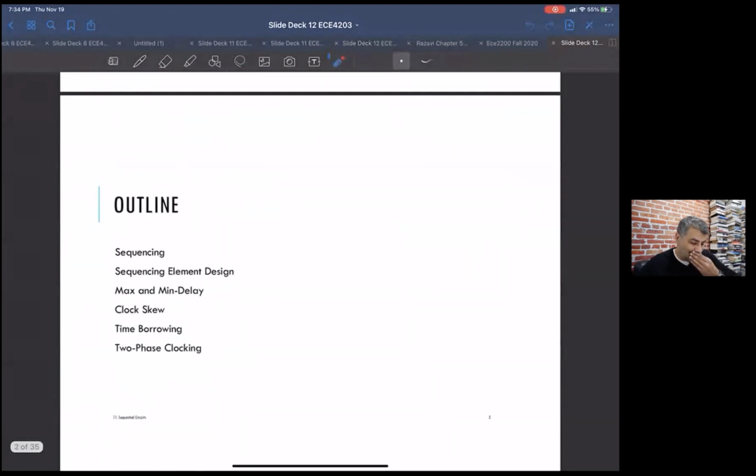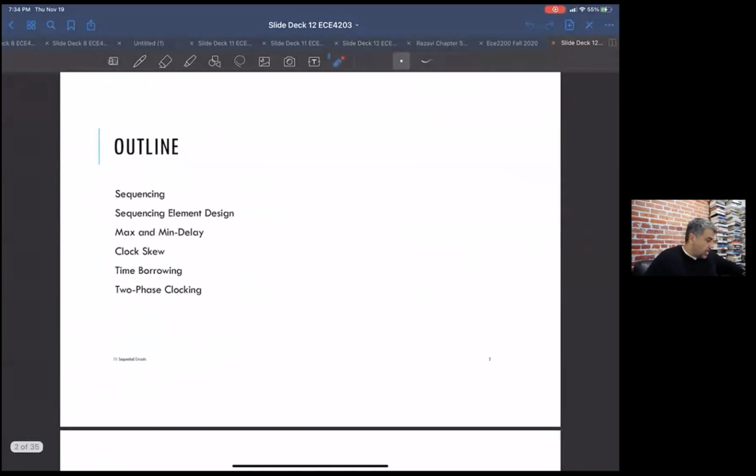sequential circuits. Okay, so let's see. Get my notes out. Okay, so what are sequential circuits?